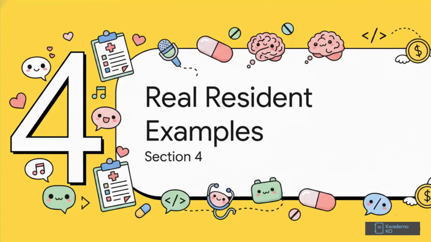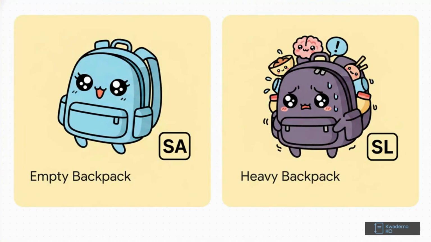Section 4, Real Resident Examples. Let's look at the extremes of this logic using real-world resident examples, just to illustrate the real-life stakes. First, we have resident A. They were admitted after heart failure, they're alert, eating a regular diet, absolutely no swallowing signs, their backpack is completely empty. No acute neurologic condition, no cognitive impairment, neither swallowing nor diet issues. They correctly land an SA at 0.64.